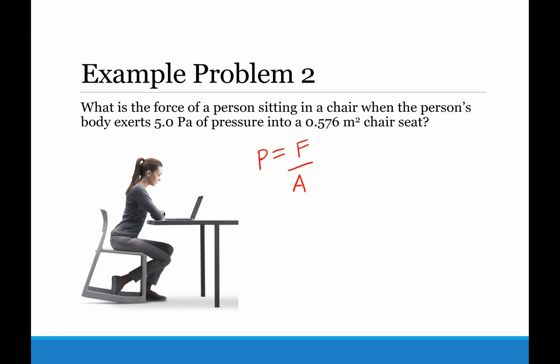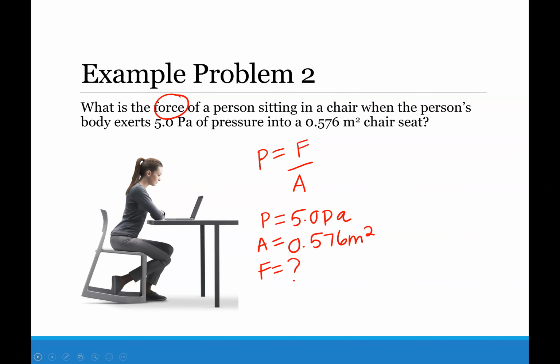The first thing that we always do is write down what the problem tells us. So the problem has told us that we have a pressure of 5.0 pascals and that we have an area of 0.576 meters squared. The next thing that we always do is try to figure out what it is that the problem is asking us to figure out. So the problem says, what is the force of the person sitting? And so force is what we are looking for.